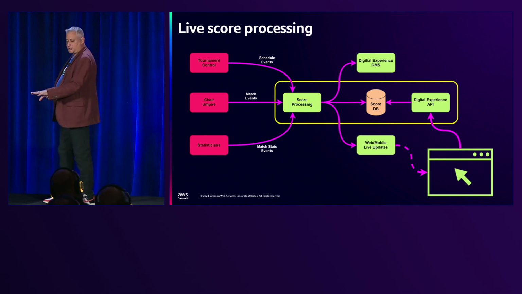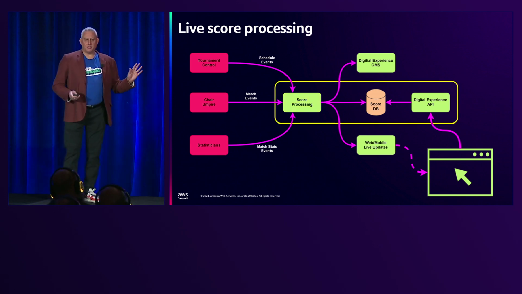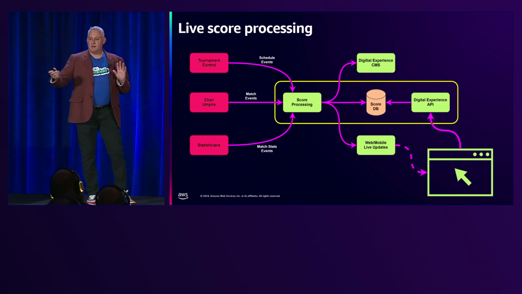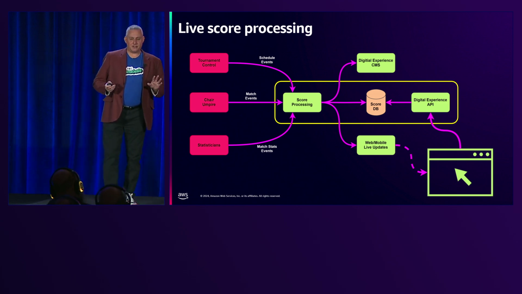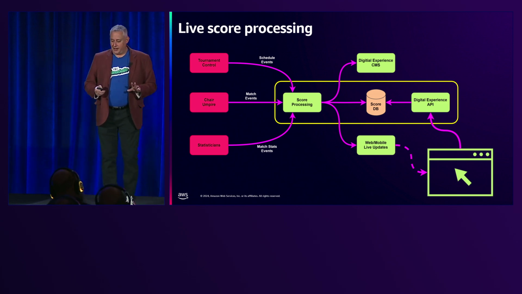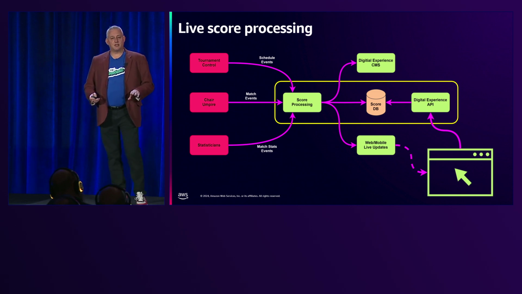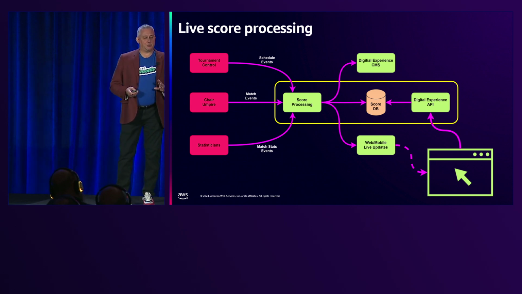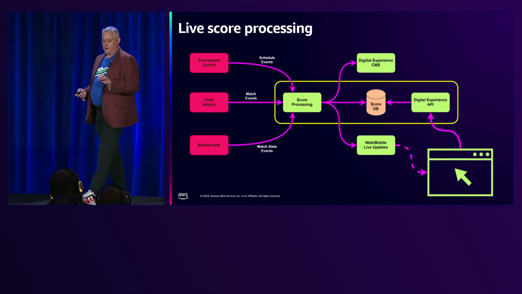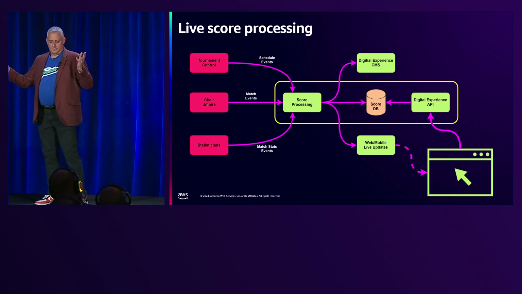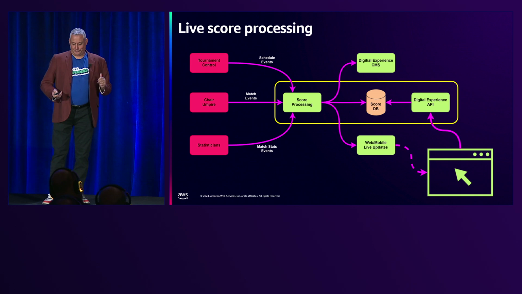Today, I want to focus on this middle section, score processing, digital experience API. That's where the crux of my story is today. I'm going to dig right into that. We'll walk through the process I went in building this. We'll walk through some architectures. We'll talk through some of the decisions we made along the way. And at the end, we'll cover off all those critical decisions.